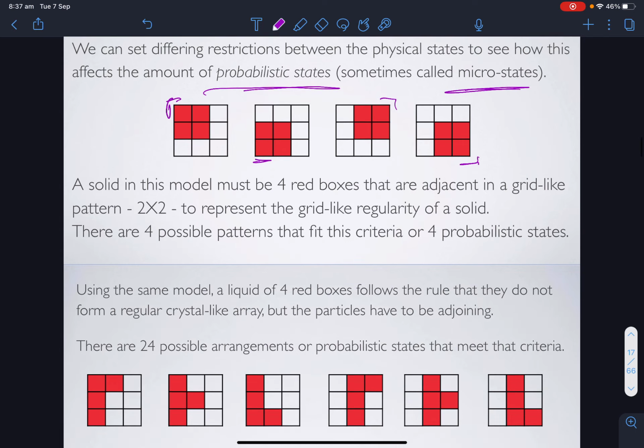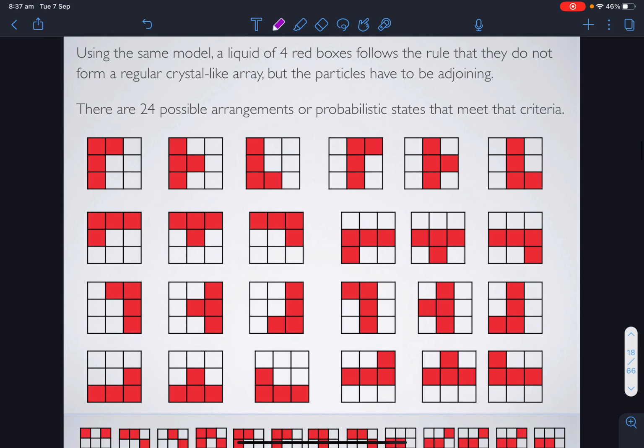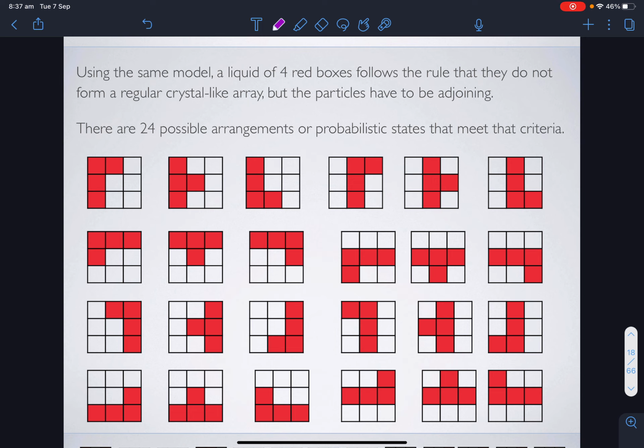Now let's contrast it with going to a liquid. Using the same model, to try and emulate a liquid, the particles are still very close to each other like in a solid, but they can freely flow. I'm representing that by saying the 4 squares must be touching each other, but they can form any shape. They don't need to abide by the 2x2. So the combinations that I get that meet that criteria are 24 of them.